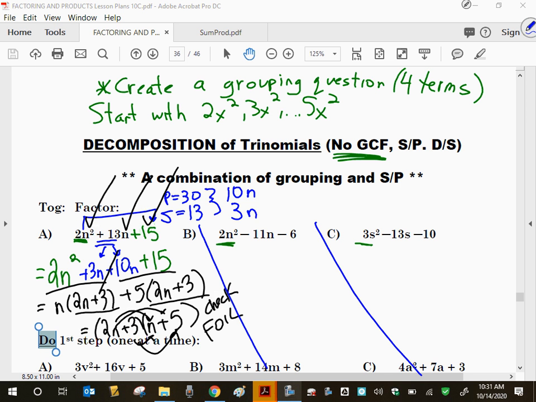First step, any questions on A? Probably a lot of questions. What number came with what?